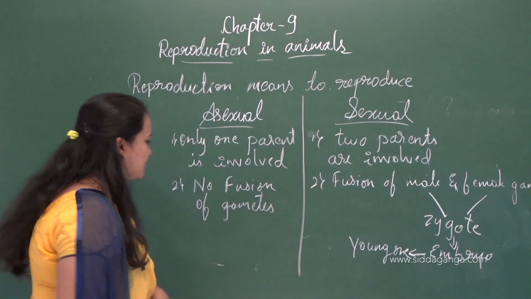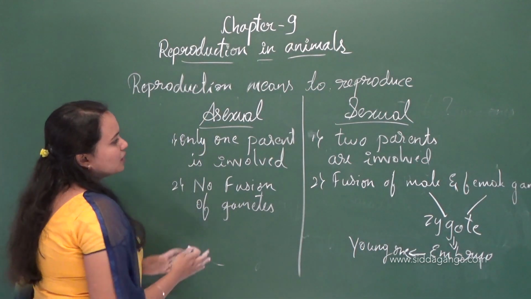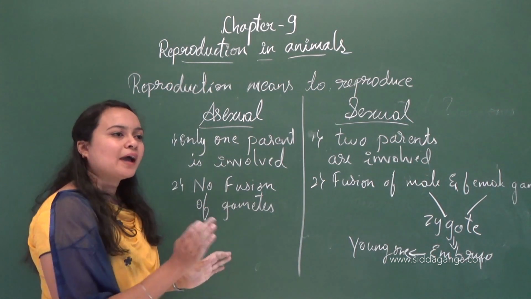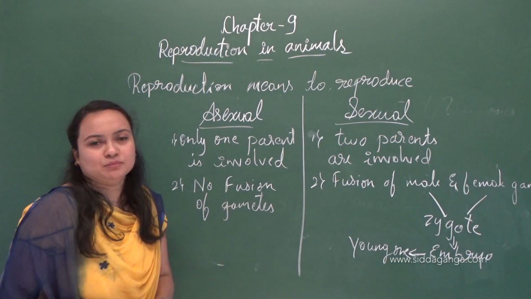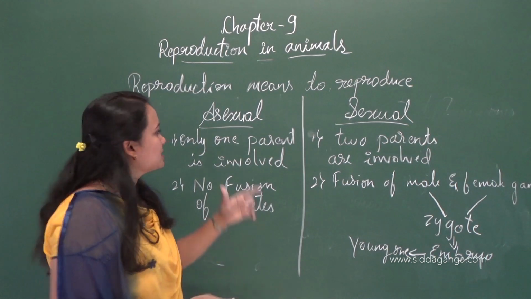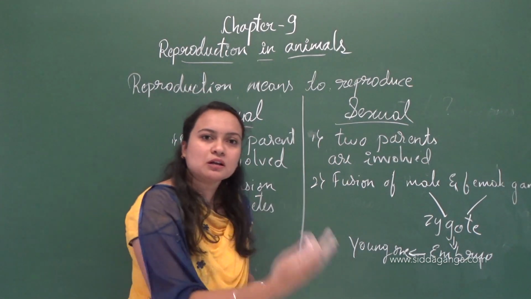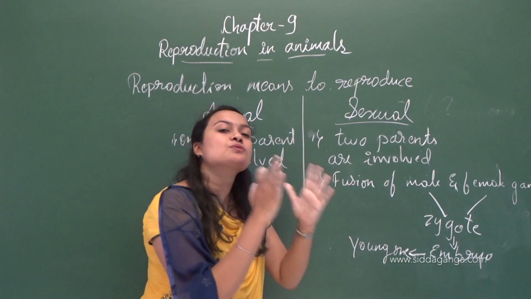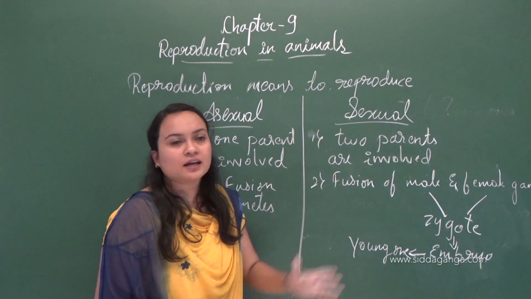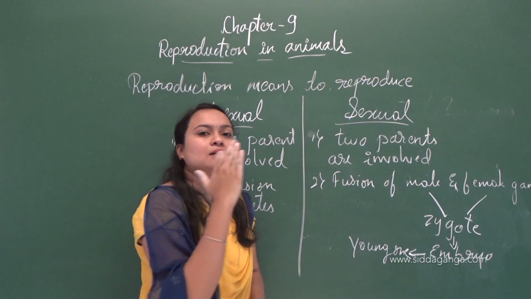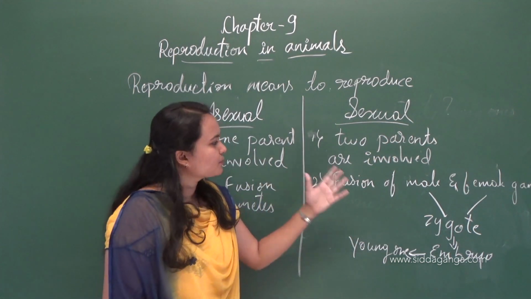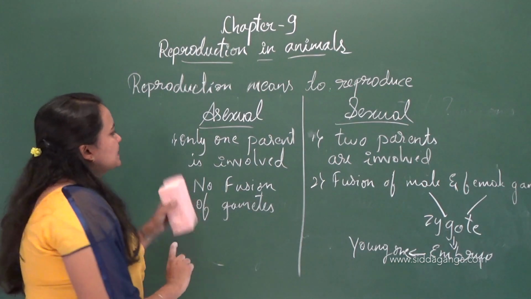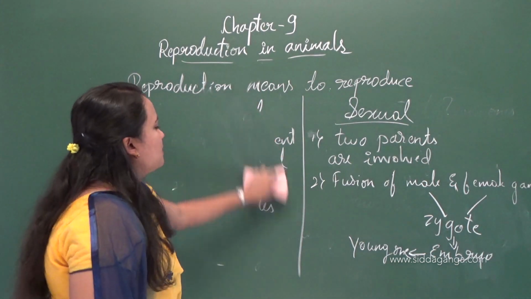So this was about the difference between asexual and sexual reproduction. Asexual reproduction is most seen in plants and also in some of the lower animals, whereas sexual reproduction is seen in most of the animals. So this was about the difference between sexual and asexual reproduction.